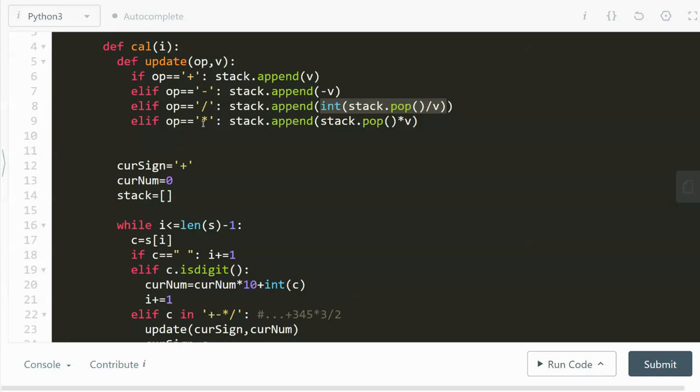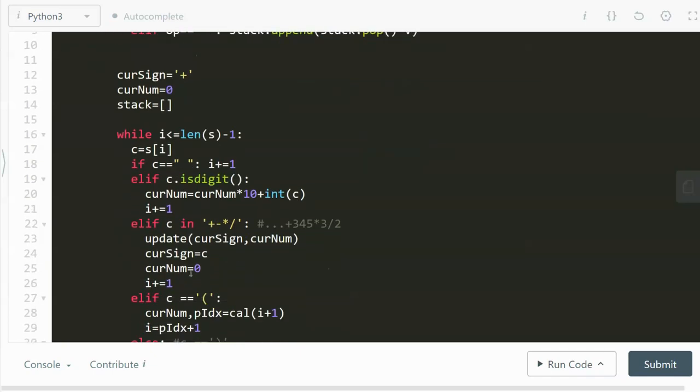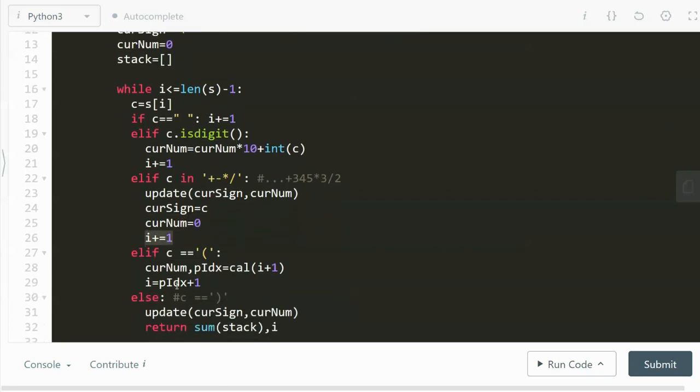Same for the multiplication. We just pop off the last element and then multiply it by the given value. And then after we do the updating, we update the current sign that I discussed before, and then also put the current number back to the default, which is 0, and we move the index by 1.